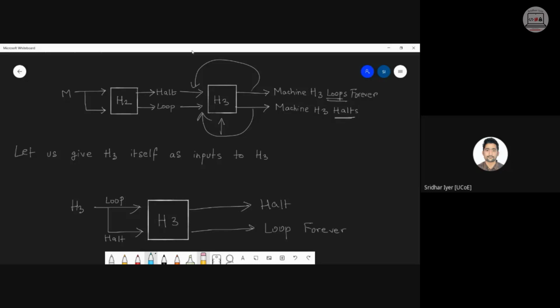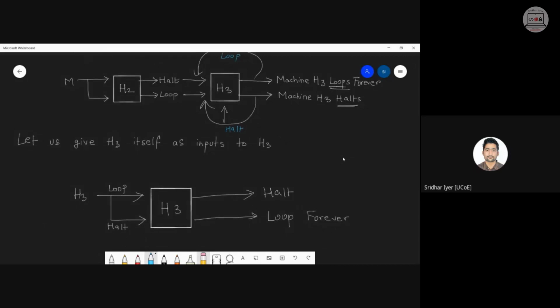Come on, have a look at this diagram and tell me whether it's clear or not. So this time, what will happen? If I take this output, it is loop. And if I take this output, it is halt. Correct? Yes or no? So far.